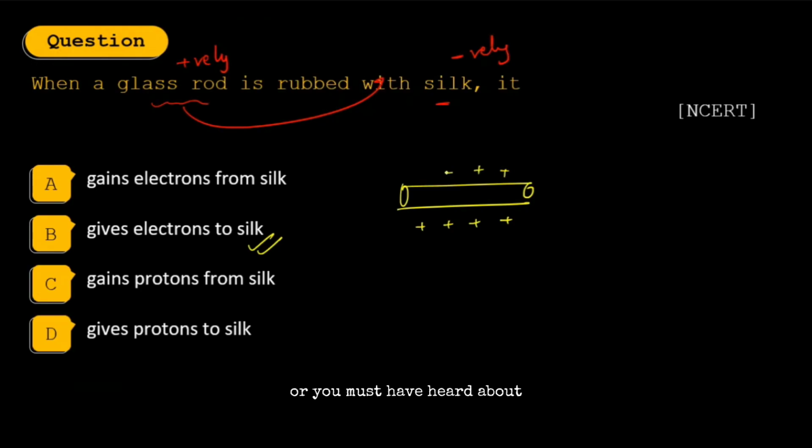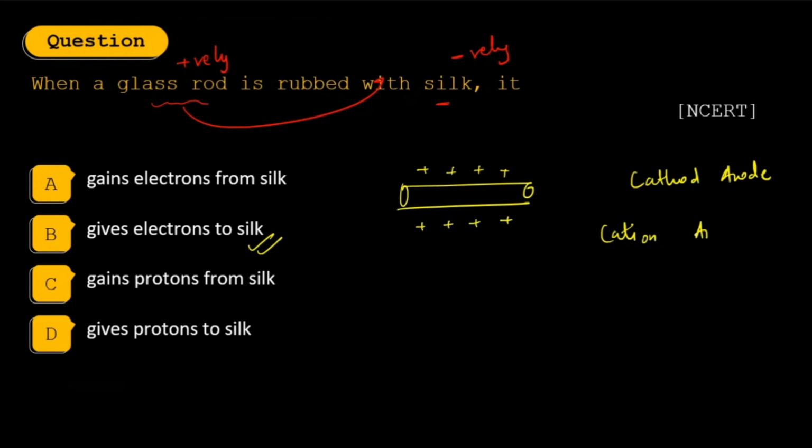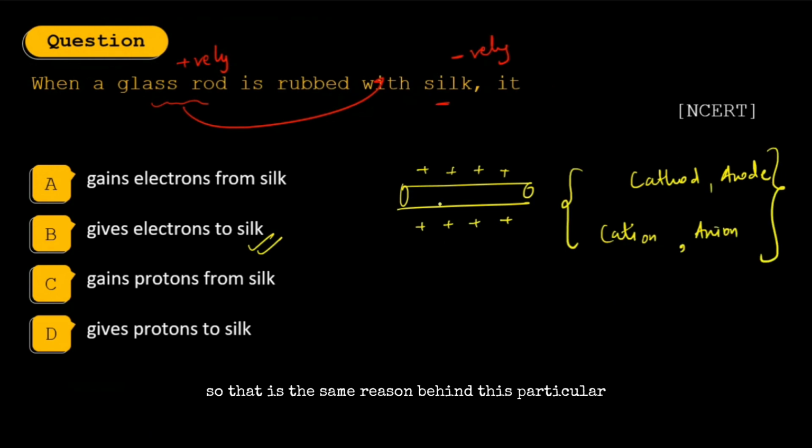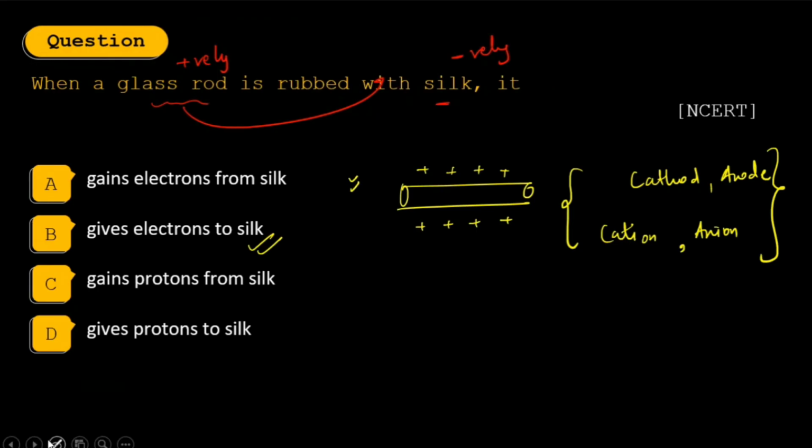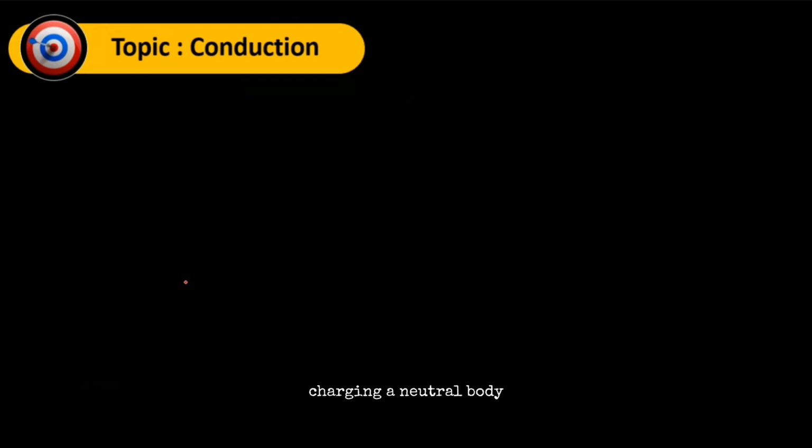Or you must have heard about cathode and anode, and that is the same thing we are talking about here. Similarly, cation and anion in chemistry also. So that is the same reason behind this particular problem as well. So the next process of actually charging a neutral body, or making a neutral body a charged one, is by conduction. Now what is conduction?